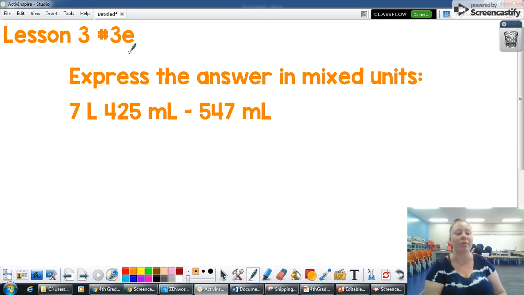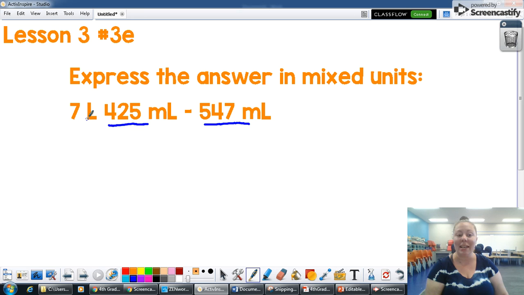So the first problem we are starting with is number 3E, and it says to express the answer in mixed units. So we are looking at 7 liters, 425 milliliters, minus 547 milliliters. There are a couple of different strategies that you can use for this. We can look at simplifying the problem, or we can regroup and turn everything into milliliters. For this problem, I can see that 425 milliliters minus 547 milliliters, I can't do that. I don't have enough milliliters by itself right now.